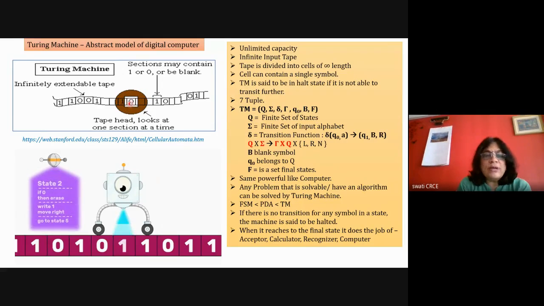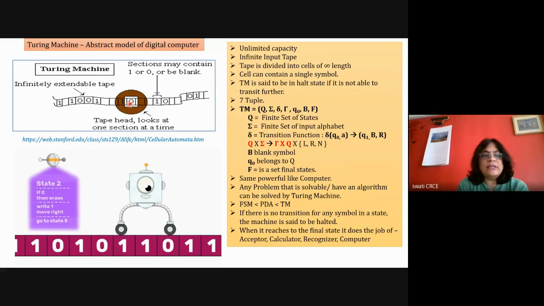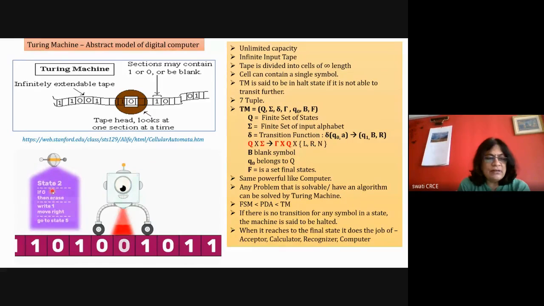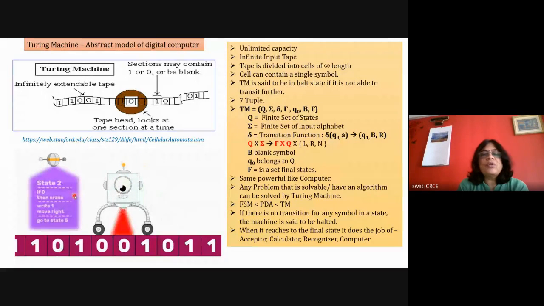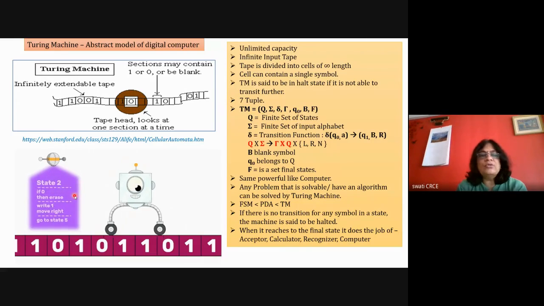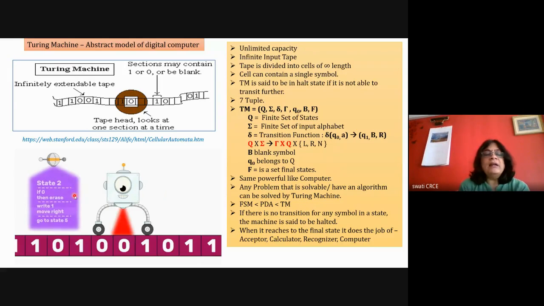If there is no transition defined in a particular state, like here a transition is defined: if you are in the state q2, and the input symbol is 0, then replace the input symbol 0 with 1 and go to the state q5. So this is the transition. If the machine is remaining in a particular state, and there is no transition on any input symbol, or it is not able to transit, then it is said to be in a halted state. And if the machine is in the final state, then we can say that the string is accepted by the machine, or it has solved the problem.